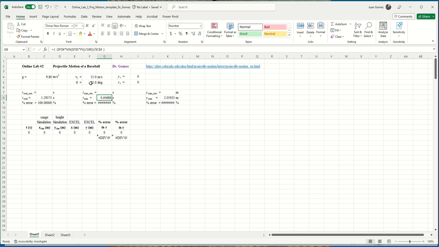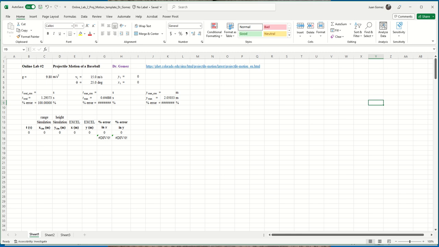It means always use cell F5. But I've just entered that formula, so that's vi sine theta all over g. And remember, g is in cell C4. That never changes. So that's why it says $C$4. So I get that the time at the max height, the calculated time, is 0.646.